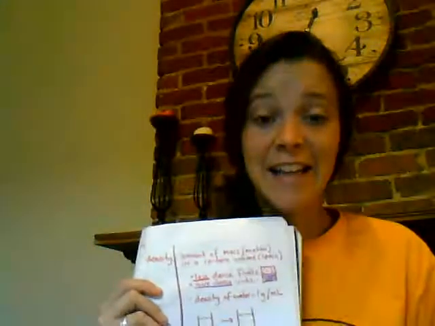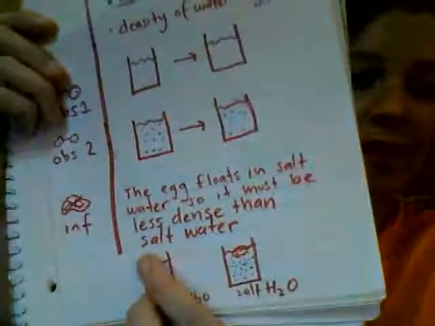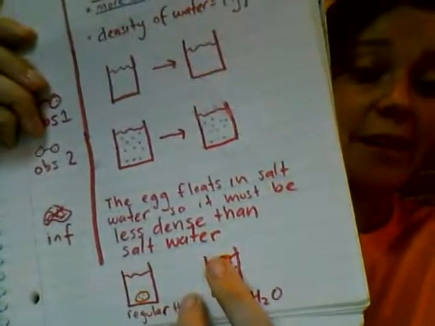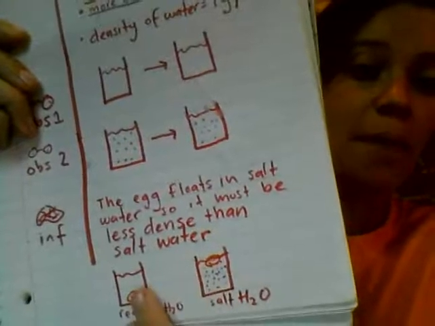Again, less dense things, like this egg, float. But if the egg's more dense than the water, like in regular water, those things sink. Hope you enjoyed learning about density. We're going to figure out how to calculate it tomorrow.